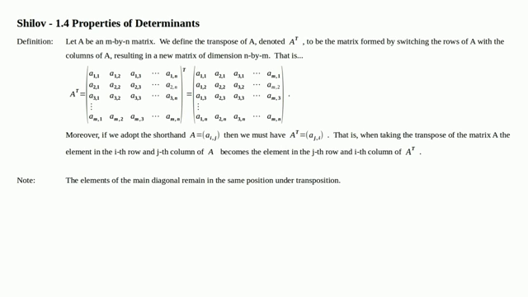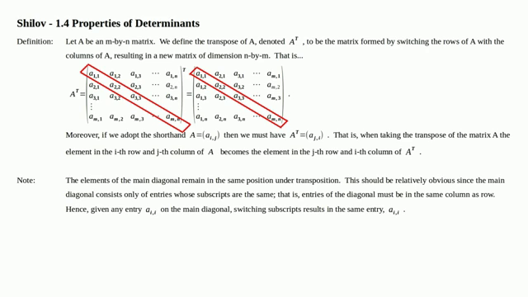Note that the elements of the main diagonal remain in the same position under transposition. So, take a look. Those are the elements on the diagonal. What's happened to them? Well, they've gotten moved nowhere. Okay, this should be relatively obvious since the main diagonal consists only of entries whose subscripts are the same. That is, entries of the diagonal must be in the same column as row. Hence, given any entry A sub ii on the main diagonal, switching subscripts results in the same entry, A sub ii, because they're in the same row as column. So they don't get moved anywhere. That's the point.